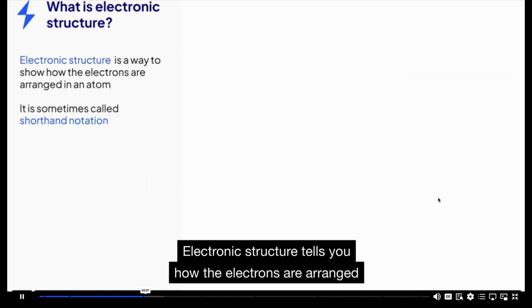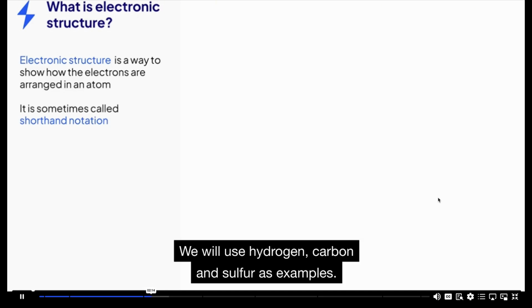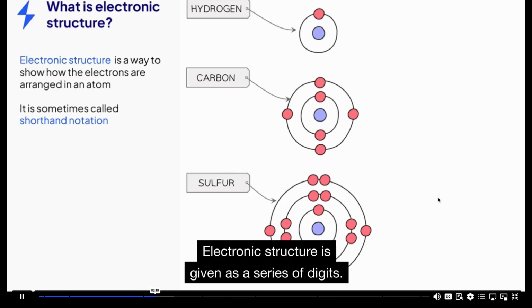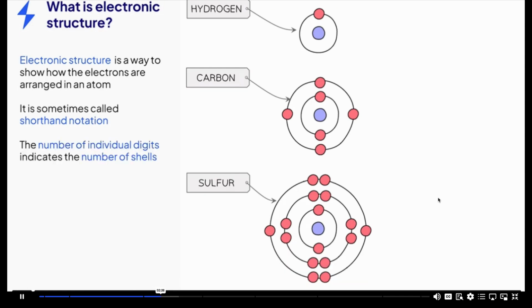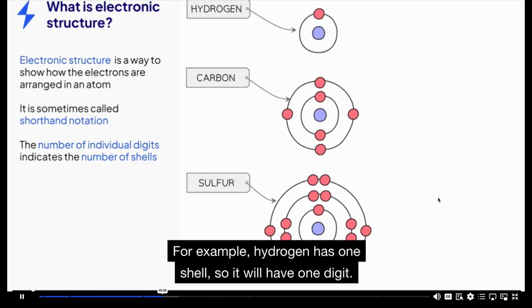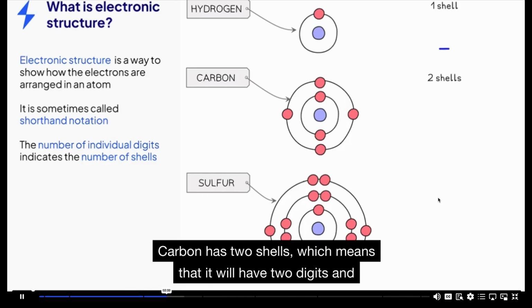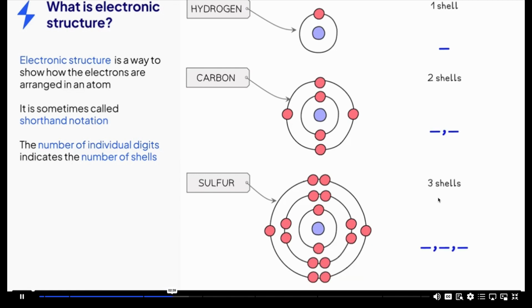Electronic structure tells you how the electrons are arranged in the shells around an atom. You may also hear it called shorthand notation. We will use hydrogen, carbon, and sulfur as examples. Electronic structure is given as a series of digits. The number of digits tells you how many shells there are. For example, hydrogen has 1 shell, so it will have 1 digit. Carbon has 2 shells, which means that it will have 2 digits. And sulfur has 3 shells, which means that it will have 3 digits.